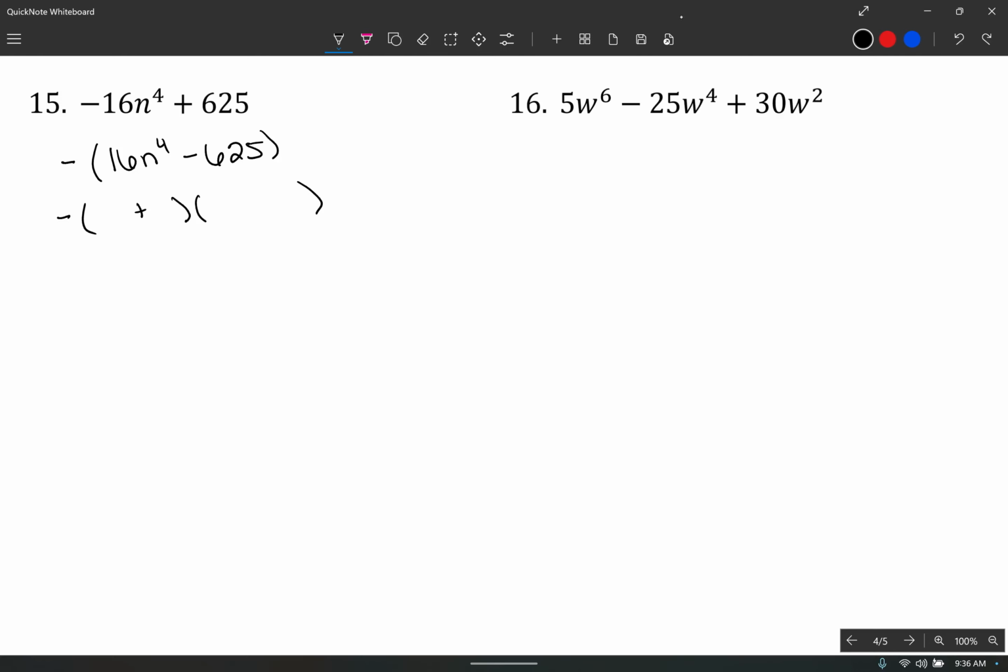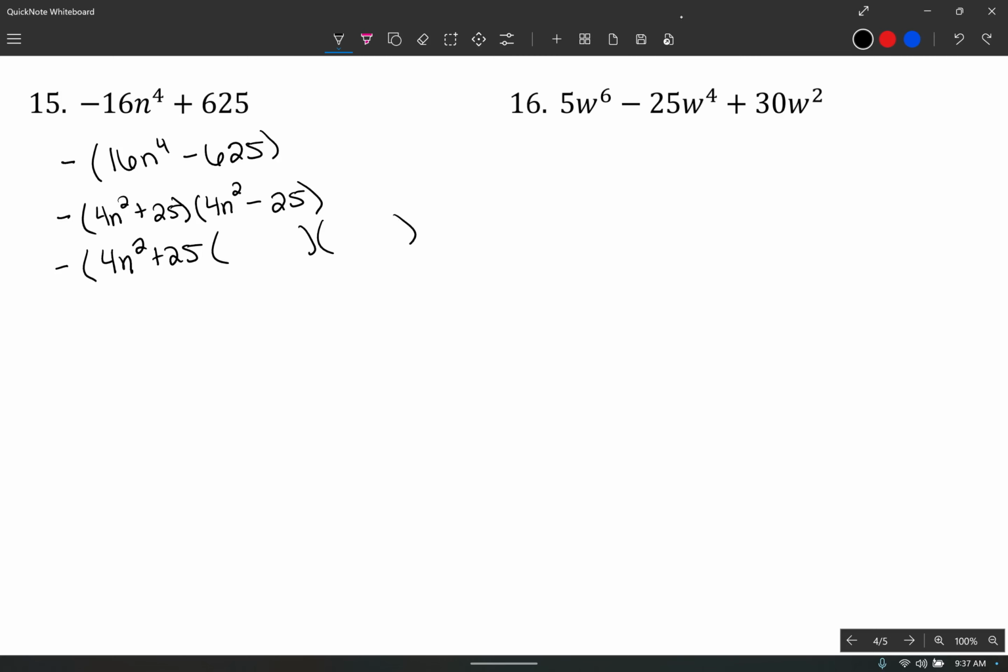So I have a plus and a minus. The square root of 16n to the 4th is 4n squared. And the square root of 625 is 25. So again, I do have two perfect squares, but I can only factor the one with the negative in the middle. So I'll leave the 4n squared plus 25 alone.